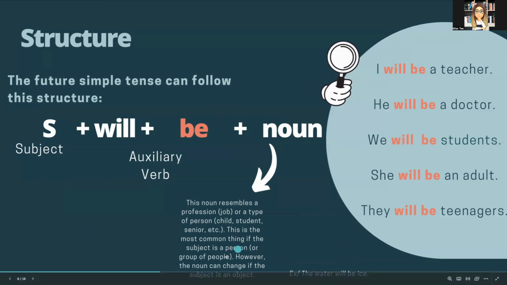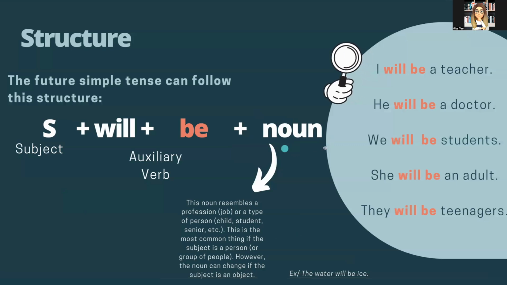However, we can change this noun if the subject is not a person. So we usually use it to talk about a subject as a type of person, a noun. That's what the noun resembles. But if the subject is not actually a person, if it's a thing, then the noun can be a thing as well. So that might be a little bit confusing.